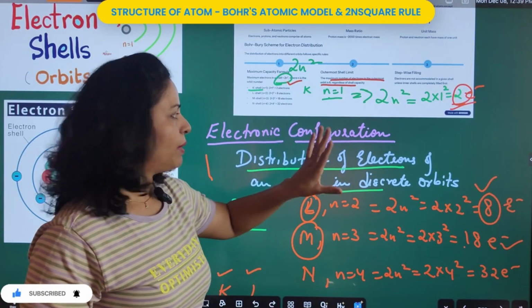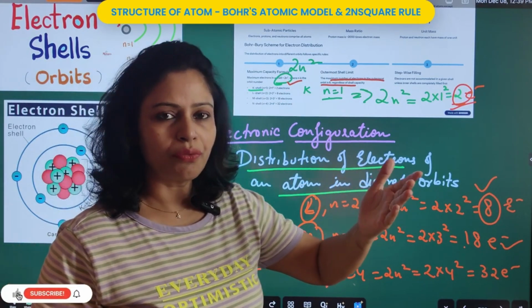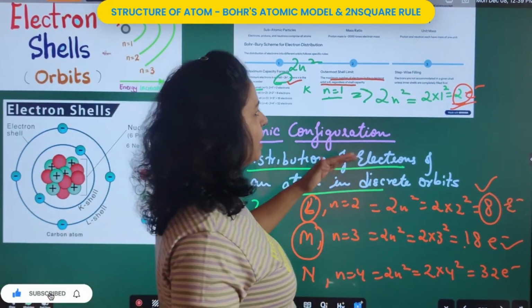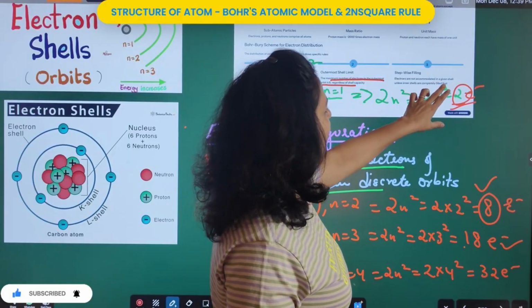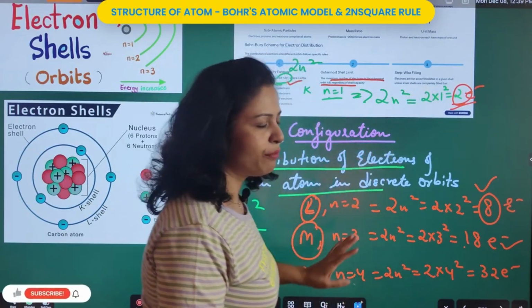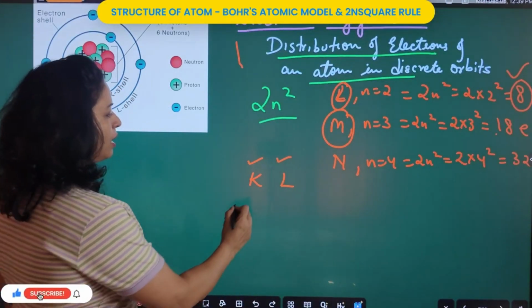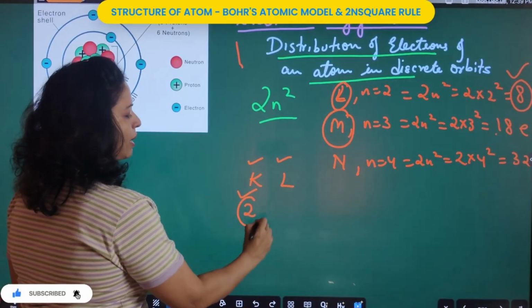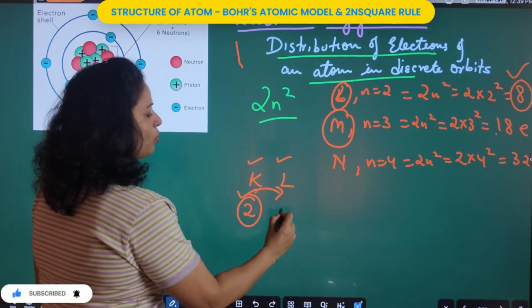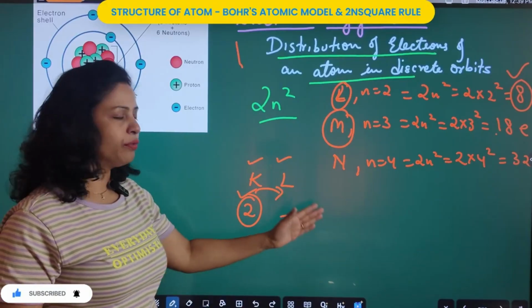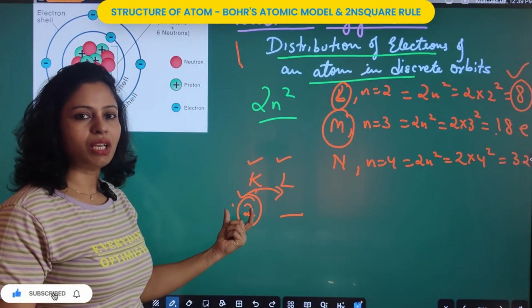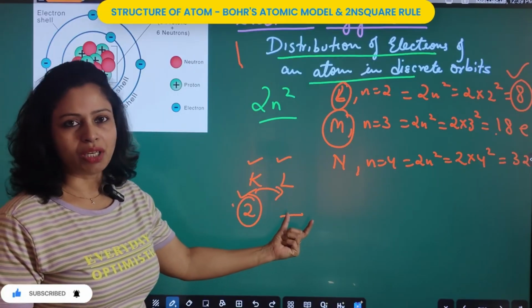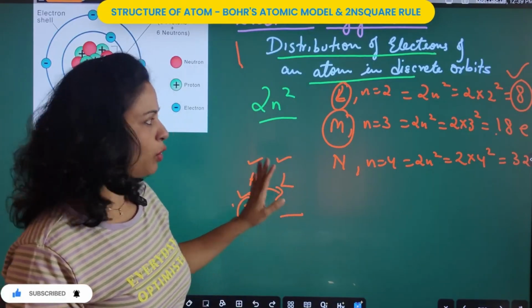Regarding the shell capacity, I will give you the electronic configuration, you will understand better. The third point he gave was that electrons are not accommodated in a given shell unless the inner shells are completely filled. So you have to fill the K shell with 2 electrons maximum, then only can you go to filling the next shell. Without filling the inner shell, you cannot fill the outer shell.